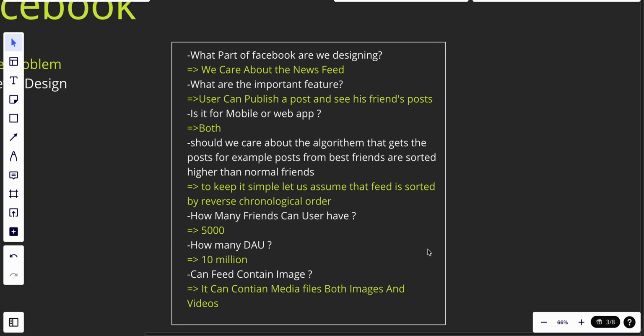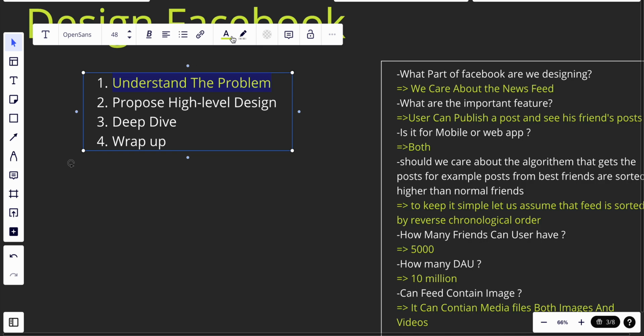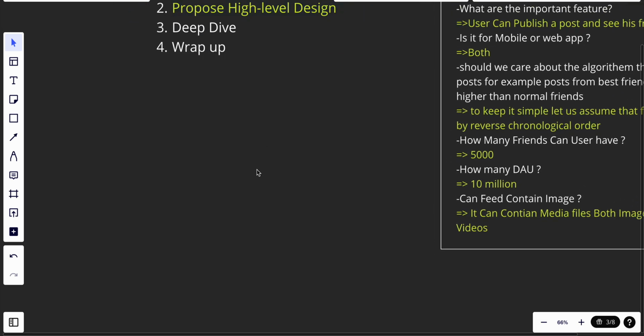Okay, so let's start on the next step. We finished this one, so right now we are proposing the high level design. In proposing the high level design, first we want to talk with the interviewer and tell them our thoughts, and after that we start typing some notes. So first of all, I guess the design is divided into two things: the feed publishing and the news feed building. The feed publishing is when the user is posting, and the news feed building is when the user is getting the posts.